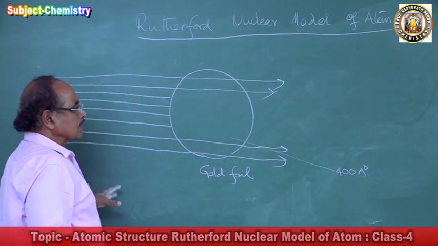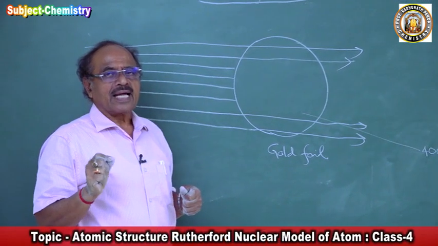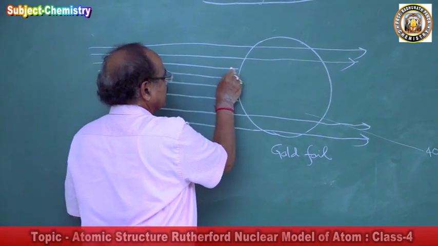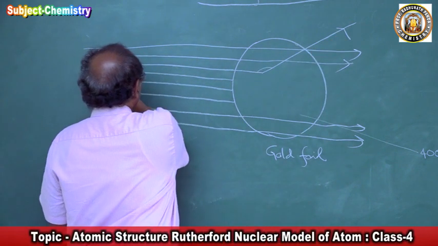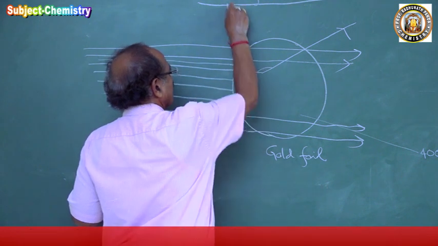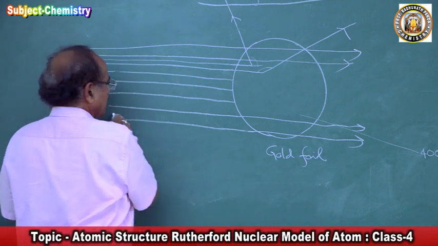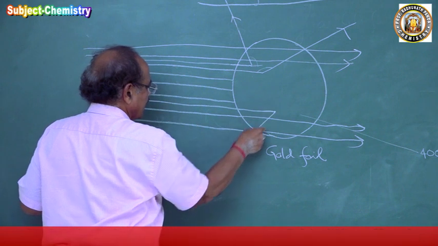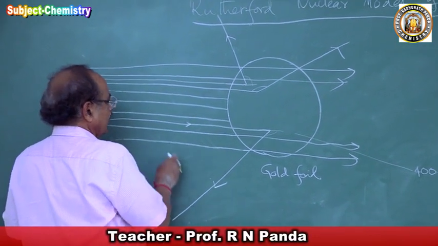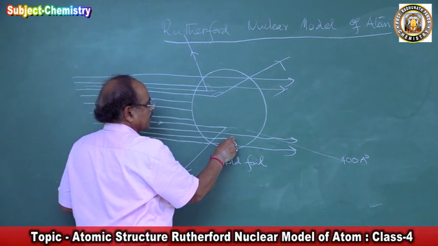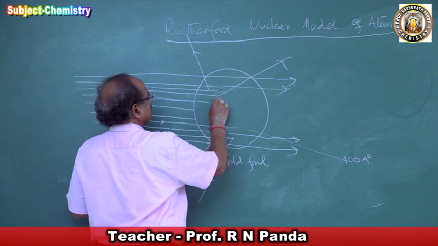That is the first observation. The second observation: some of the alpha particles got deflected in smaller and larger angles. Some alpha particles come, hit the gold foil and get deflected like this. This is the angle of deflection. Another alpha particle came like this, hit the gold foil and got deflected. It should have gone straight, but it is deflected by this angle. Another one got deflected in a large angle. Some alpha particles were deflected in smaller and larger angles.